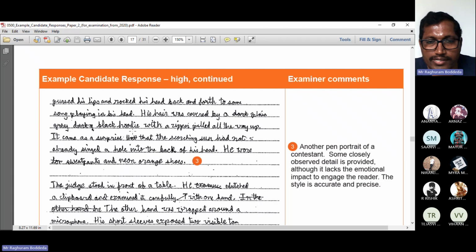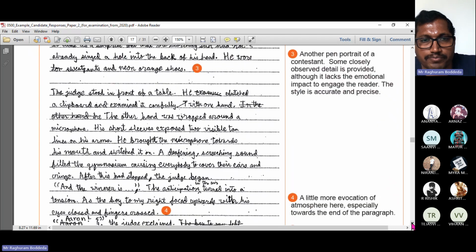Okay. So now look at the comment of the examiner here. Another pen portrait of a contestant and some closely observed details is provided. And although it lacks emotional impact on the engaged reader, the style is accurate and precise. So maybe the impact on engaging readers is limited. Definitely some similar commonality is there, but still he just provided how the reality is in front of his eyes and put the same thing on paper. So we can also assume it in the same way. Okay. Now let us go through the next text, paragraph.